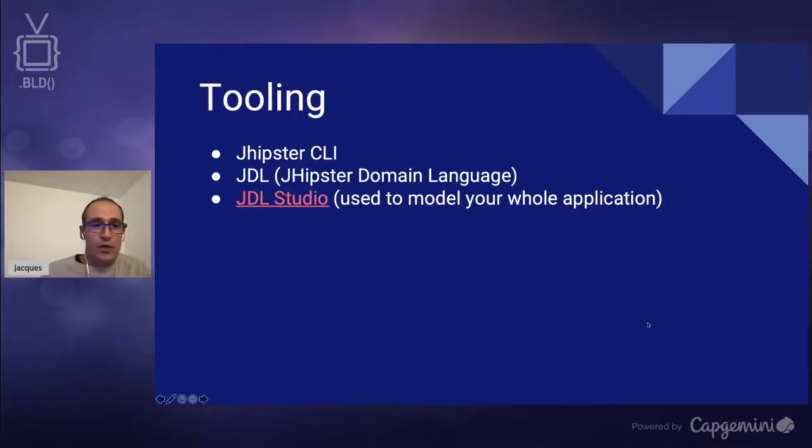So to look at the tooling, JHipster consists of a lot of tools. I think the most important one is obviously the CLI, the command line interface tool, which is something I'll show you. Then something that I leverage quite a lot is the JDL, or the JHipster Domain Language, and this is specifically used to model your application, specifically your domain model. And there's also a JDL Studio for that, which I'll show you.